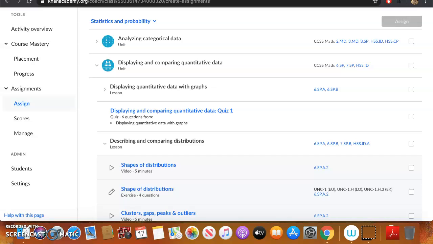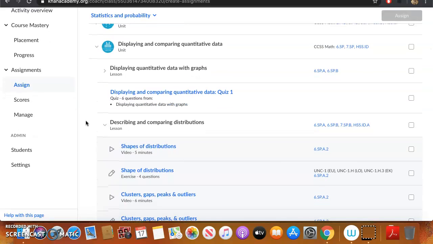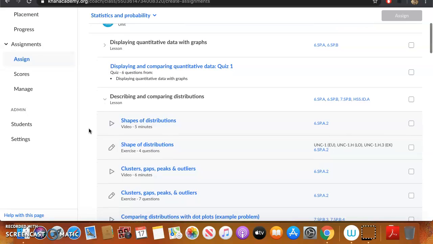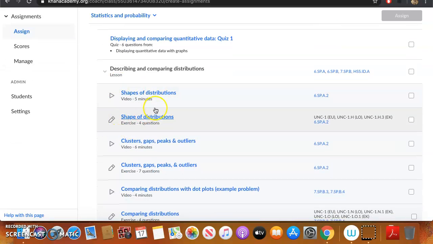Hi everyone. So today we're going to be looking at displaying and comparing quantitative data, and in that topic we're going to look exactly at how do we describe and compare distributions. Okay, so how do we describe and compare distributions? The first one we're going to look at is called the shapes of distributions.